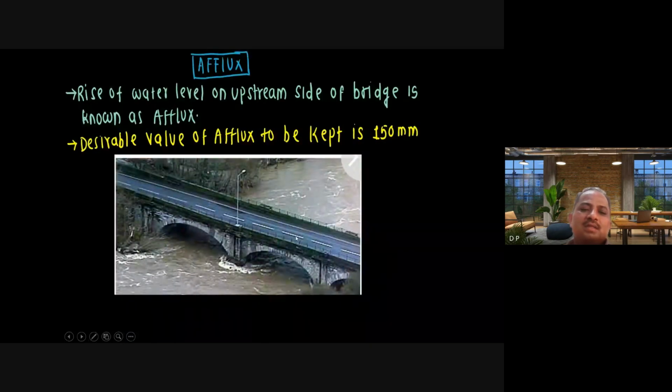A flux, so there is a rise of water on the upstream side. If water is flowing from this side to there, then there will be a little increase in the water depth due to surge. So the rise of water level on the upstream side of the bridge is known as a flux.